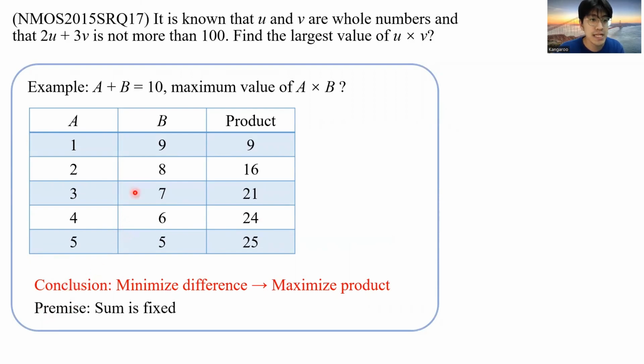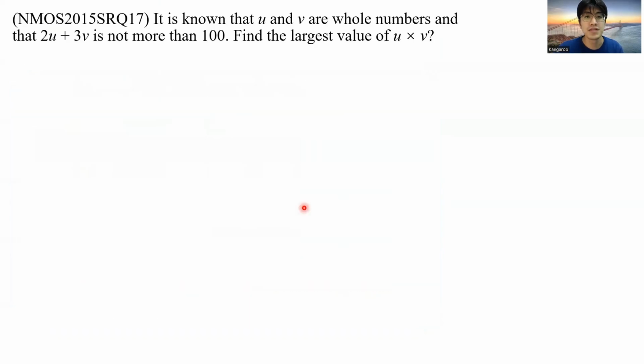For example, 1 and 9, the sum is 10; 2 and 8, the sum is 10; so the sum is always fixed throughout this process. Now, with this in mind, how can we solve this problem? Let us first write out what we know. We know 2u plus 3v is smaller than or equal to 100.